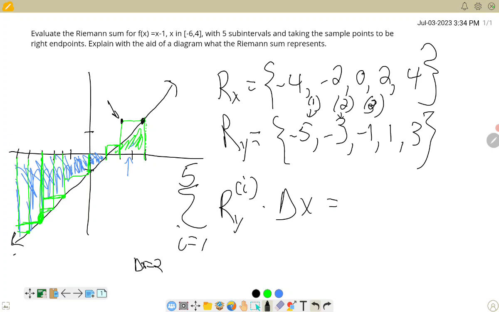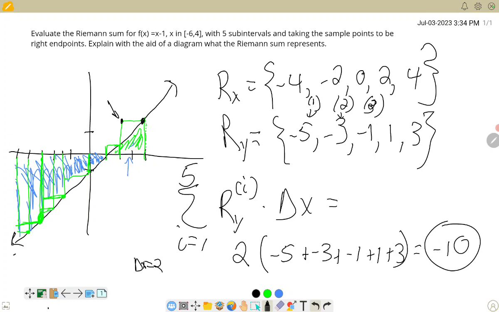So we can just write this out as, and I can take this delta x to the outside because it multiplies every term. So I'm going to say 2 times the sum here, which is minus 5 plus minus 3 plus minus 1 plus 1 plus 3, which is equal to negative 10. That's my Riemann sum. And that's all that we had to do for this one. Our Riemann sum was this.